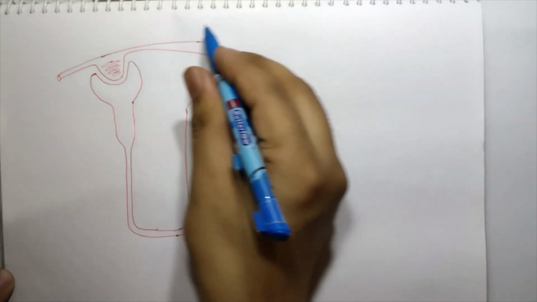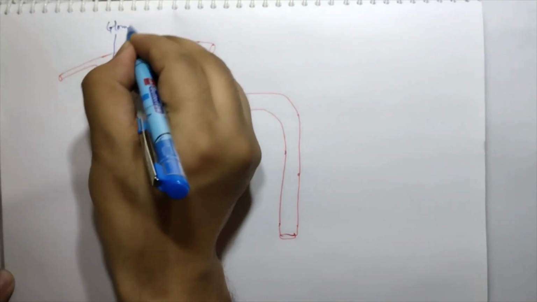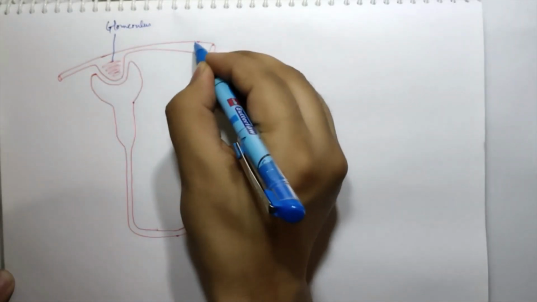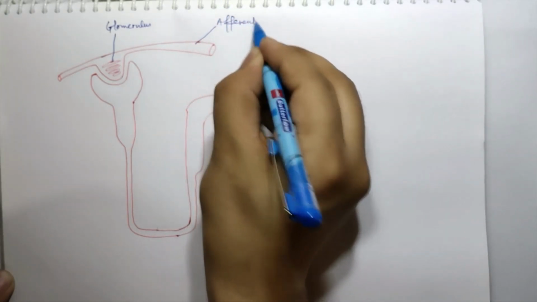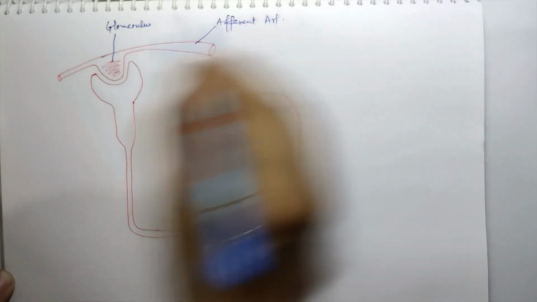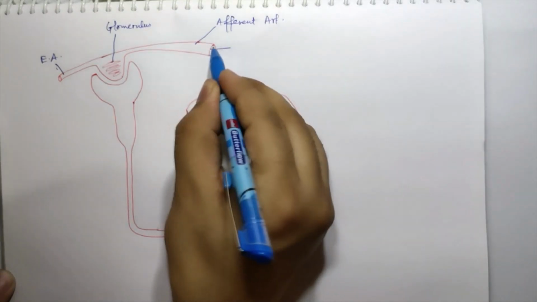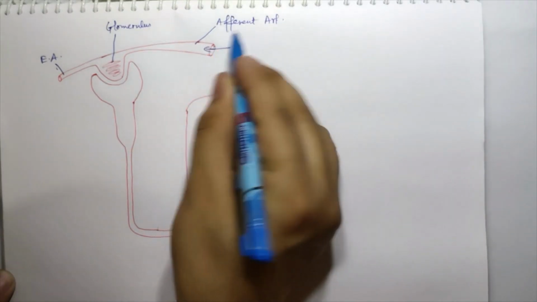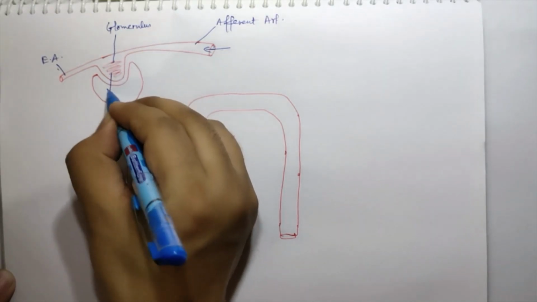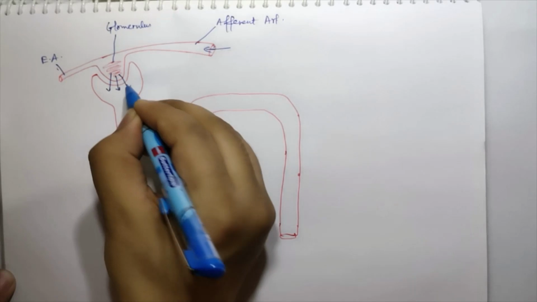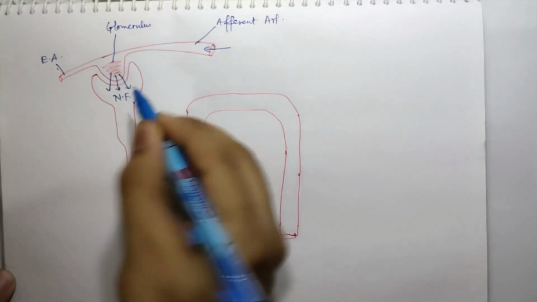Here, this is called the glomerulus. This is called the afferent arteriole, and here it is the efferent arteriole. Blood is coming to the kidney through this afferent arteriole, and here is the glomerulus, from where blood is filtered and nephric filtrate is formed.